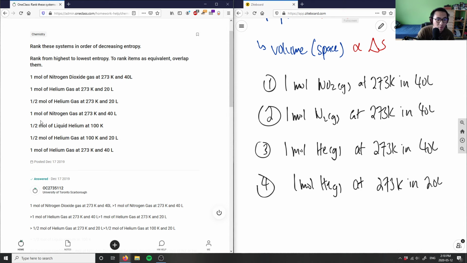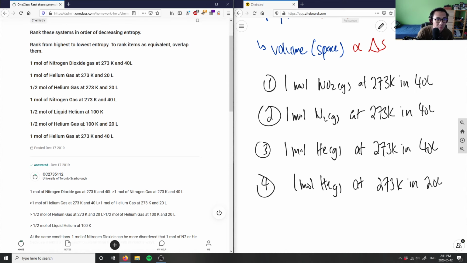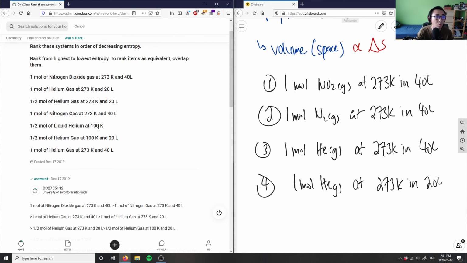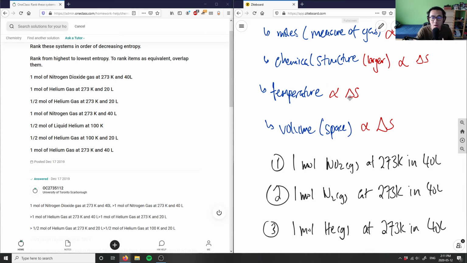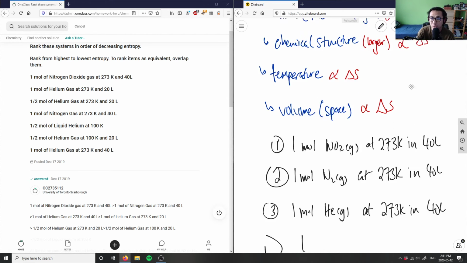So now we have to look at the half moles, right? The half moles here are half mole of helium gas, half mole of liquid helium, and half mole of helium gas. So I'm going to compare the helium gas and the helium gas. We know for a fact that the liquid helium here is going to be the lowest entropy because liquid moves slower than gas, according to particle theory. So we're going to look at this half here and this half here. The only thing that's changing between half mole of helium gas at 273 Kelvin in 20 liters and half mole of helium gas at 100 Kelvin and 20 liters is the temperature, from 273 to 100. And as I said before, temperature is proportional to our entropy. As I increase the temperature, I'm going to increase the entropy as well.